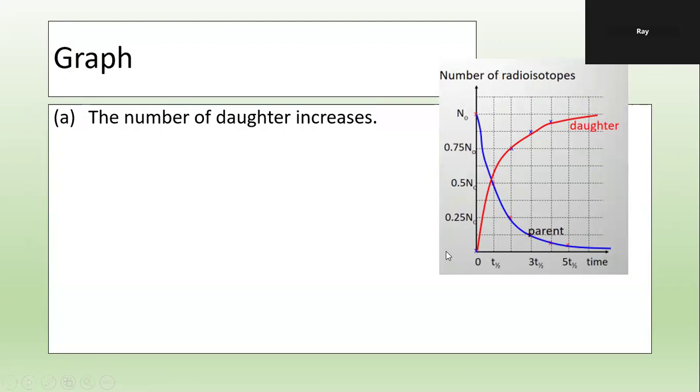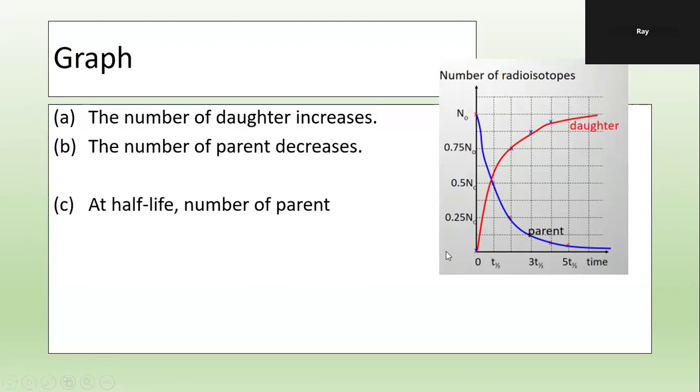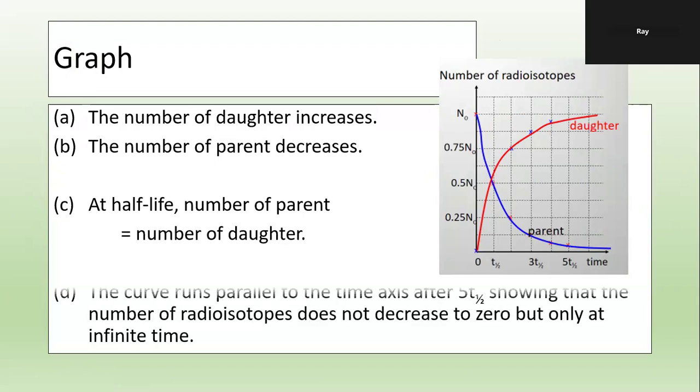Number of daughter increases. Number of parent decreases. At half-life, number of parent equals number of daughter. Curve runs parallel to the time axis after 5 half-lives, showing that the number of radioisotopes does not decrease to 0, but only in finite time.